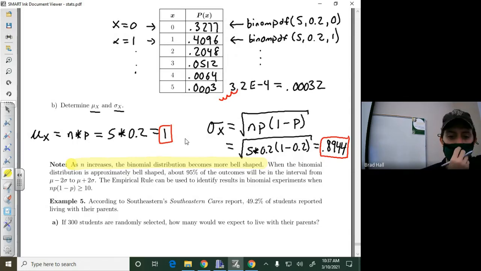Now, we can use this information to mention where this bell shape is approximated. Remember, statistics never makes anything exact, but when the distribution is approximately bell-shaped, then we can use the empirical rule. 95% of the outcomes are in between two standard deviations of the mean. That's the 68, 95, 99.7 rule. We use the empirical rule whenever that particular product, np times 1 minus p, is greater than or equal to 10.